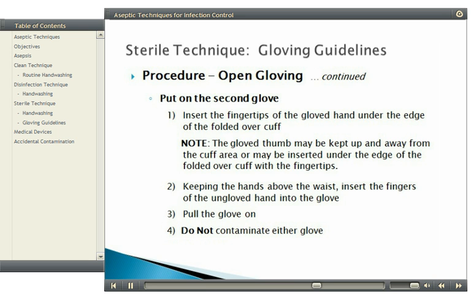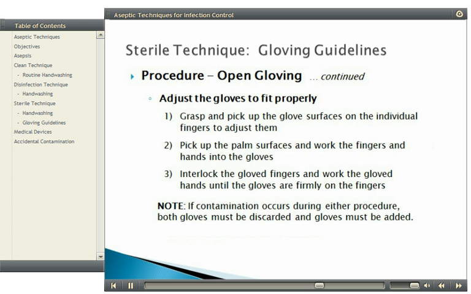2. Keeping the hands above the waist, insert the fingers of the ungloved hand into the glove. 3. Pull the glove on. 4. Do not contaminate either glove. Sterile technique, gloving guidelines. Procedure, open gloving continued.